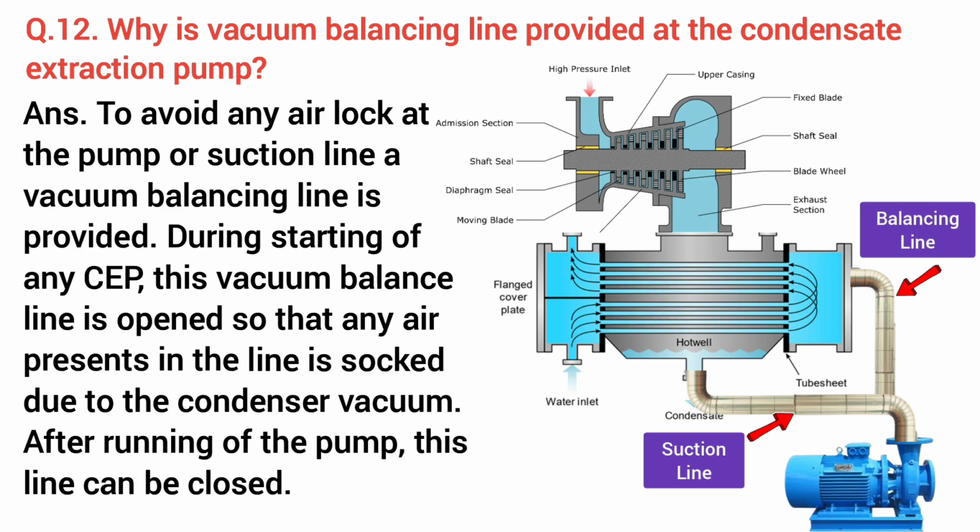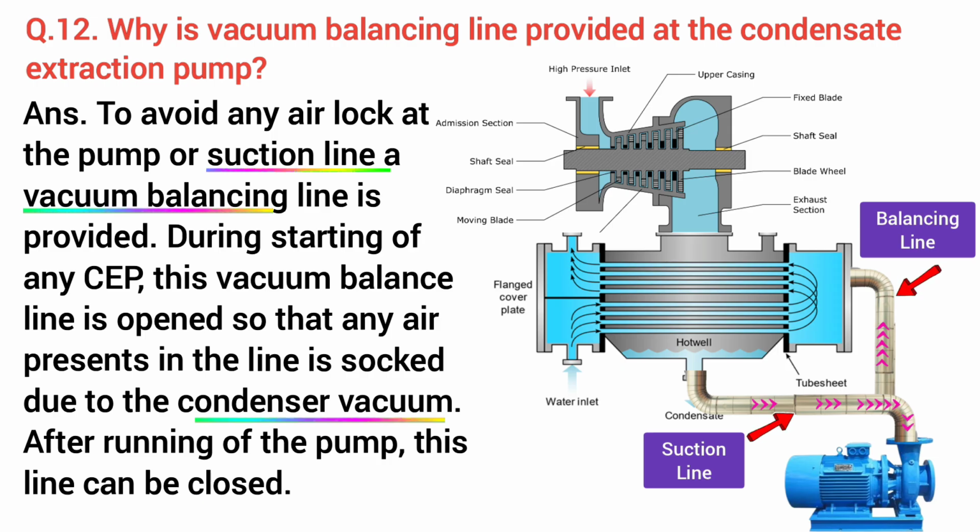Why is vacuum balancing line provided at the condensate extraction pump? To avoid any air lock at the pump or suction line, a vacuum balancing line is provided. During starting of any CEP, this vacuum balance line is opened so that any air present in the line is sucked out due to the condenser vacuum.